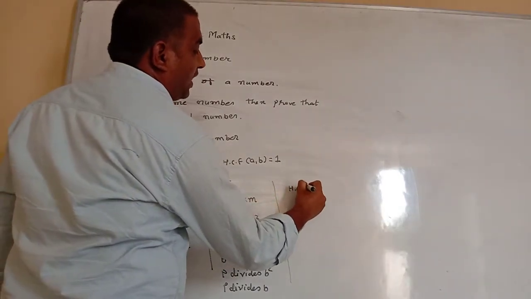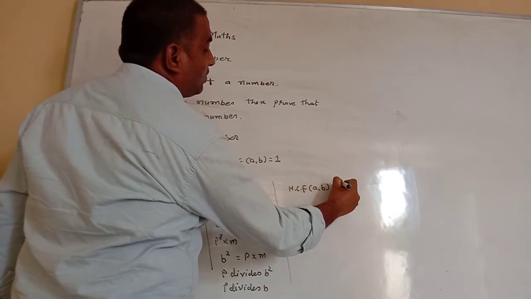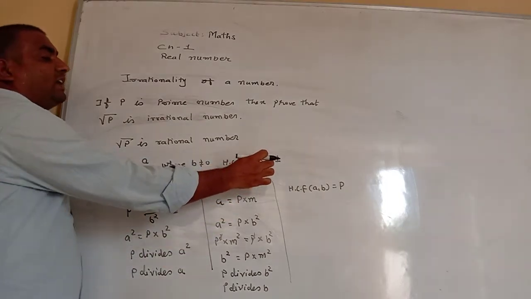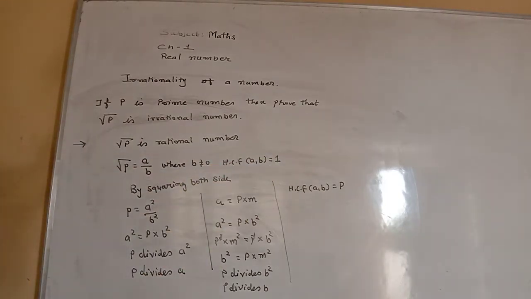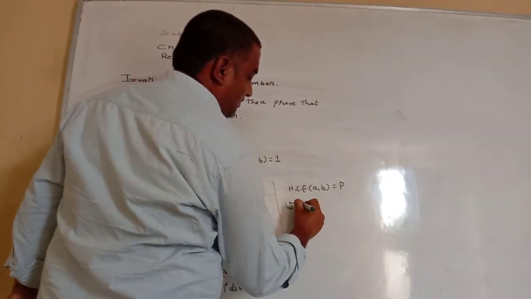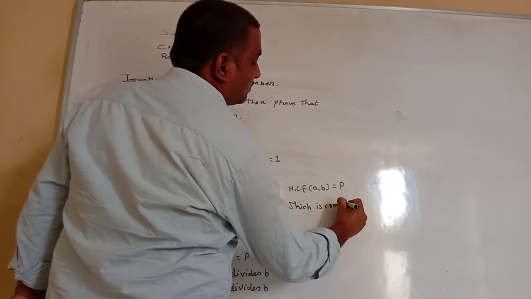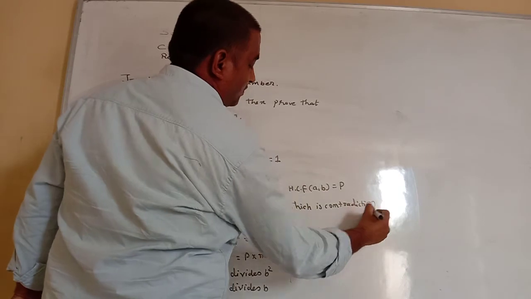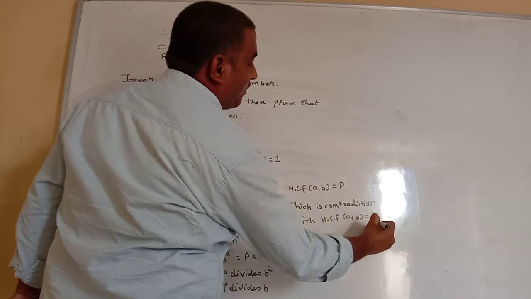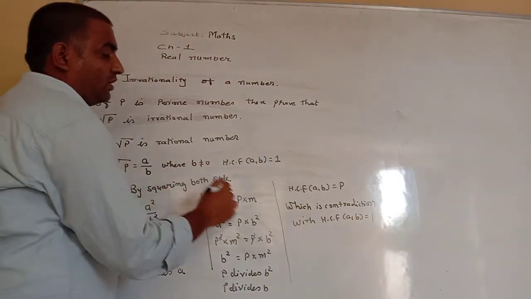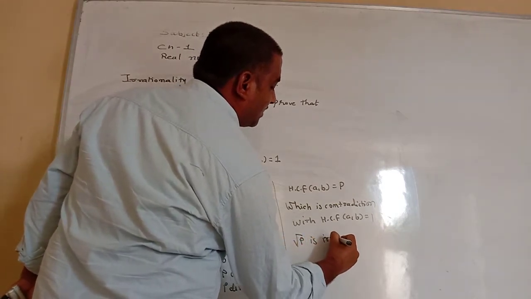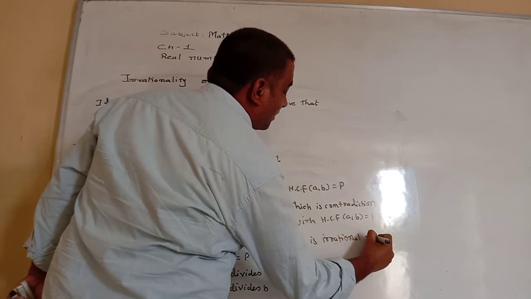So HCF of a and b equals p. But we have taken the condition that a and b are co-prime, so their HCF will be 1. This is a contradiction with HCF of a and b equals 1, and so our assumption is wrong. So we can say that root p is an irrational number.